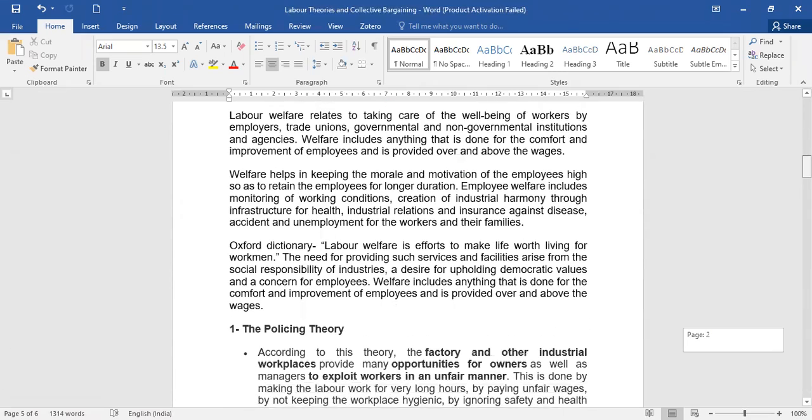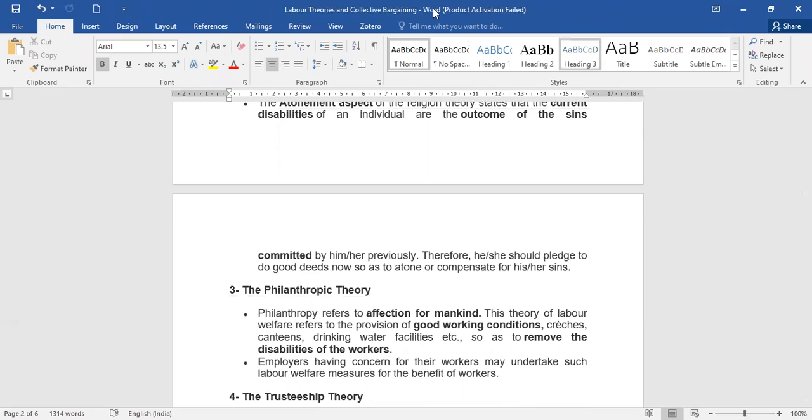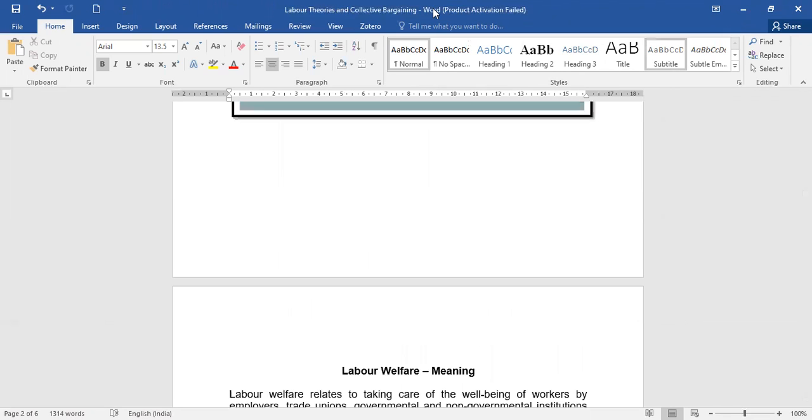So here we have understood very well the labor welfare theories, as well as the types of bargaining and what collective bargaining is, from your syllabus point of view. In the coming lecture, we will be discussing international HRM and green HRM, and then we will be completing this topic, and we will be moving ahead with two topics simultaneously: one is marketing and another is entrepreneurship.